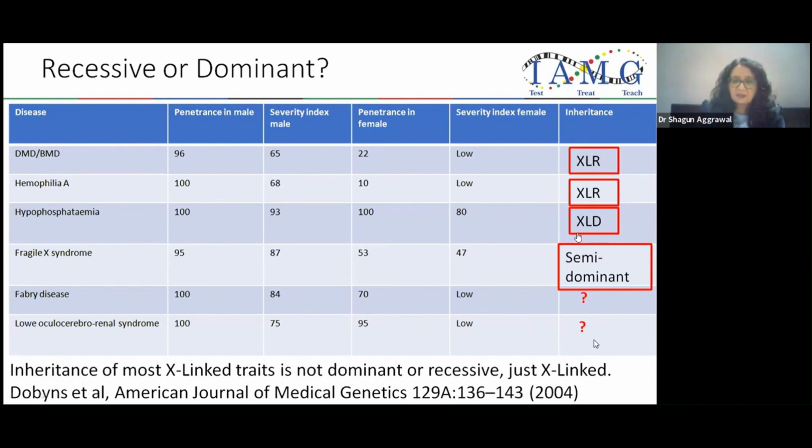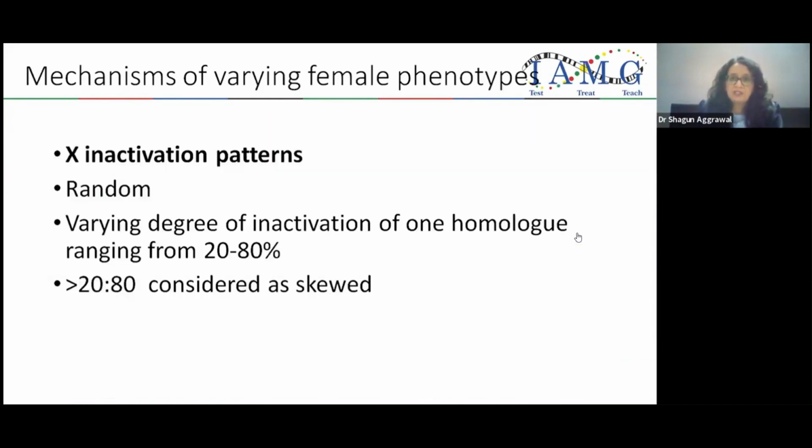So this was a landmark paper which was published in AJMG in 2004, whereby the authors concluded that it's not always possible to neatly classify the X-linked conditions into these different groups. In fact, most X-linked conditions or traits are just X-linked and not really recessive or dominant. So there is a spectrum, and this spectrum is mainly seen in the female.